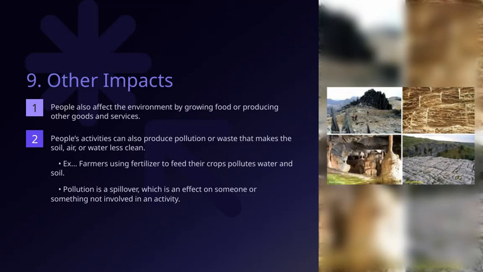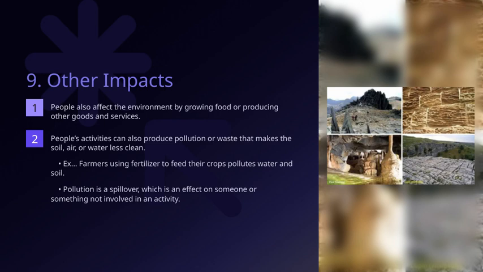When we think about how people impact the environment, we often focus on activities like growing food or producing goods and services. These activities are essential for our daily lives, but they can also have unintended effects. For example, when farmers use fertilizers to help their crops grow, some of that fertilizer can wash into the water or seep into the soil, causing pollution. This is a key point because it shows how human activities can unintentionally harm the environment.